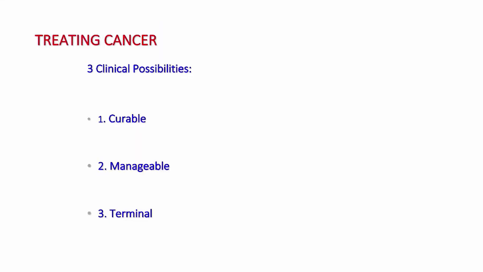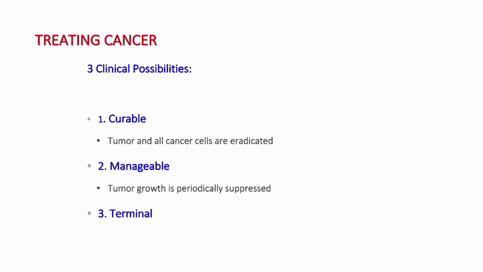There are 3 clinical possibilities for treating cancer: curing it, in which the tumor and all cancer cells are removed; management, where tumor growth is periodically suppressed when the tumor goes into what we call remission, but it does come back and then the person is treated again until it again goes into remission; and terminal, when someone has terminal cancer, the primary goal is to relieve any symptoms and to offer them palliative care to keep them as comfortable as possible.